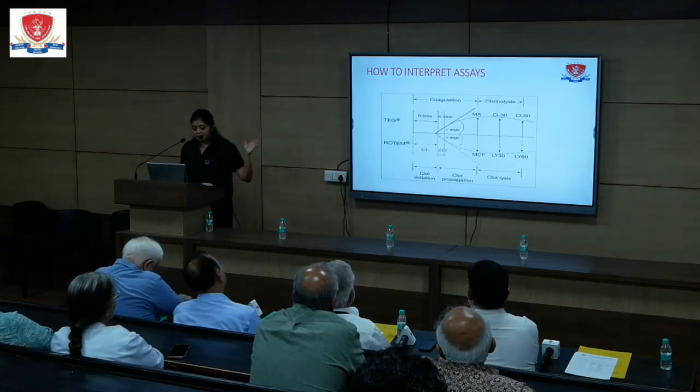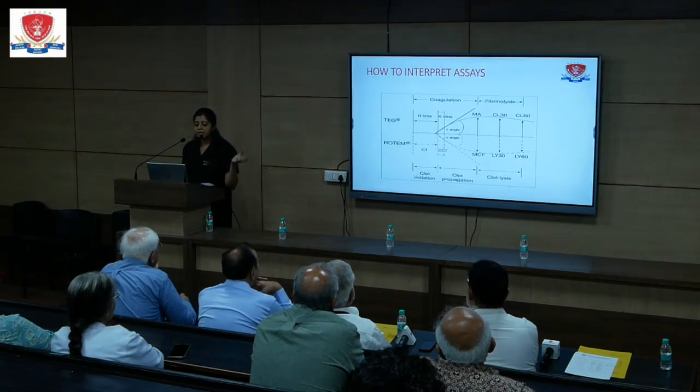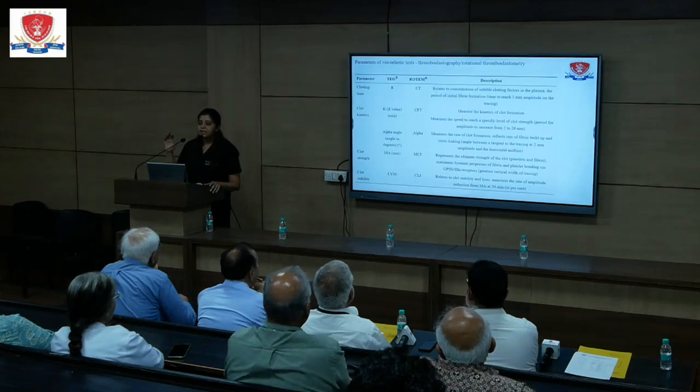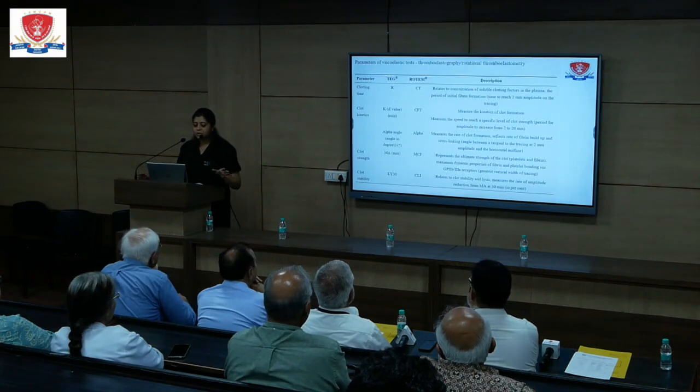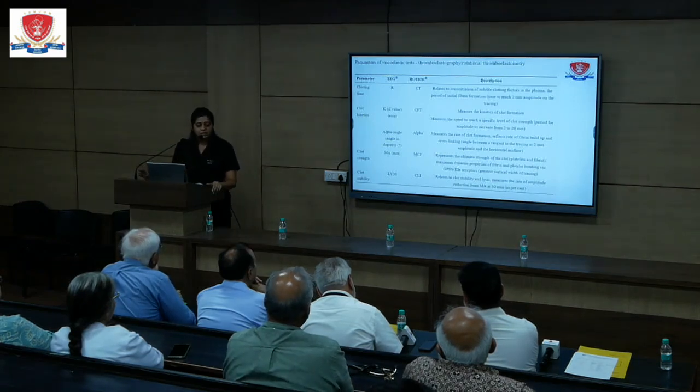This is a diagram of thromboelastography and rotational thromboelastography. I'll be talking in detail in the next slide. Now, these are the parameters of thromboelastography and rotational thromboelastography. I'll be calling it TEG and ROTEM. We basically measure clotting time, clot kinetics, clot strength, and clot stability.